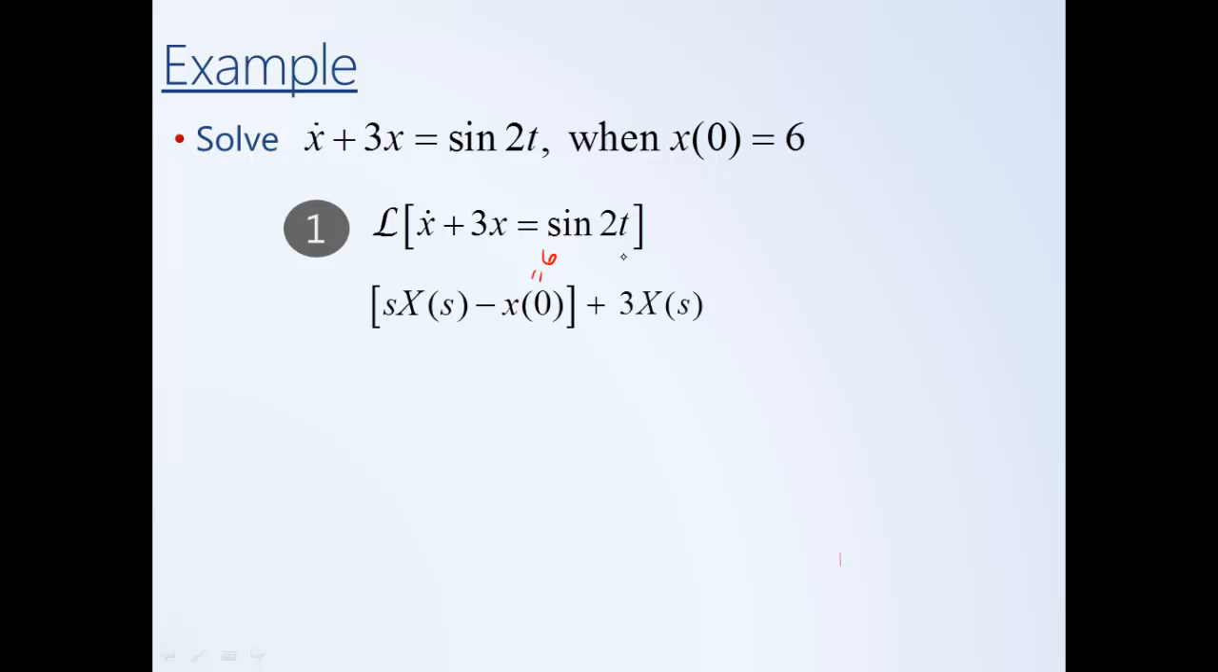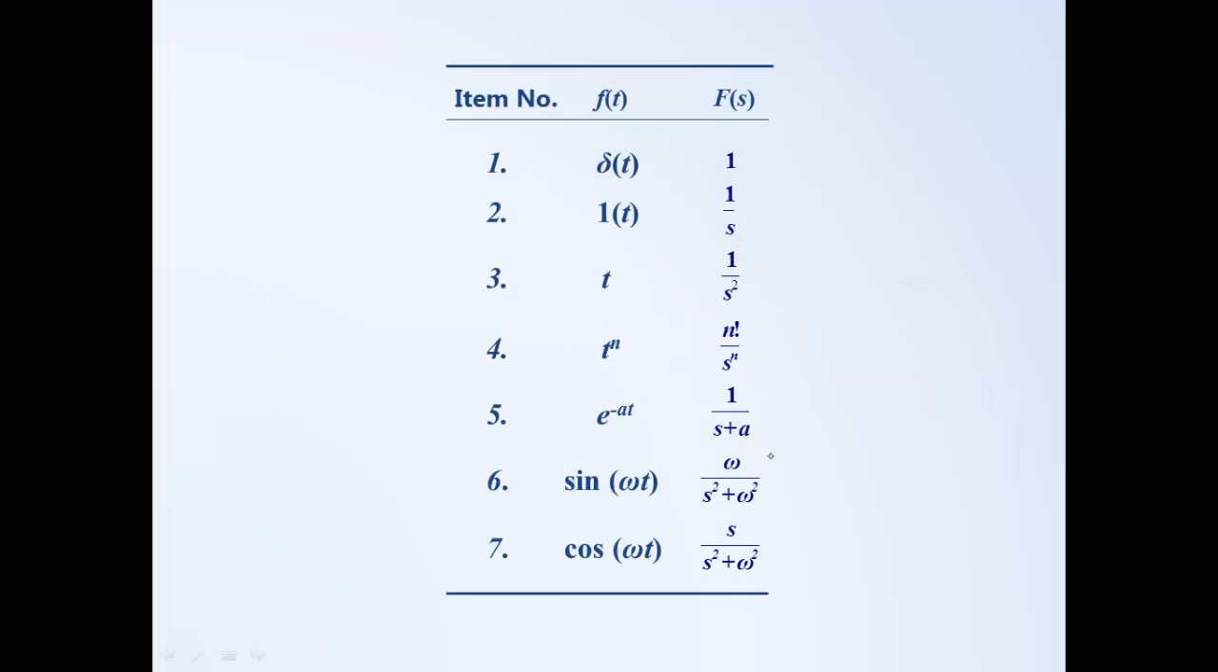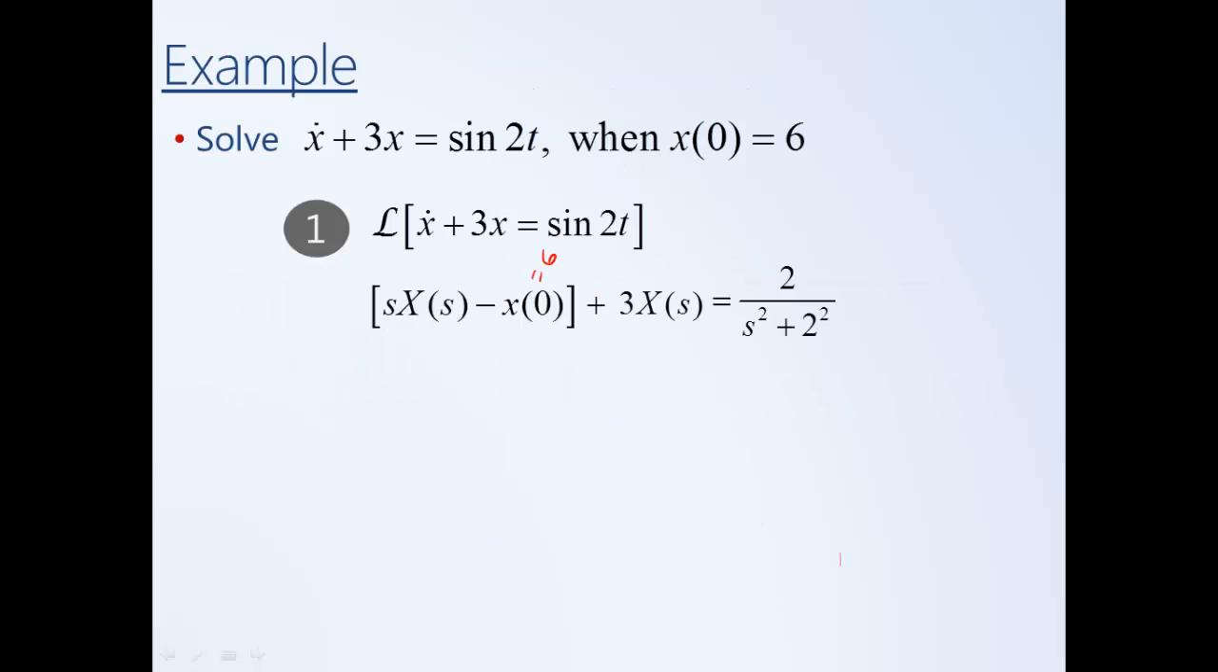And then we take the Laplace transform of a sine function, which again we can look back at our tables. Here is the entry for sine, where in this case our sine function is sine of 2t, so omega is equal to 2. So we would expect a solution of 2 divided by s squared plus 2 squared. So using that property, that completes the Laplace transform of the differential equation.